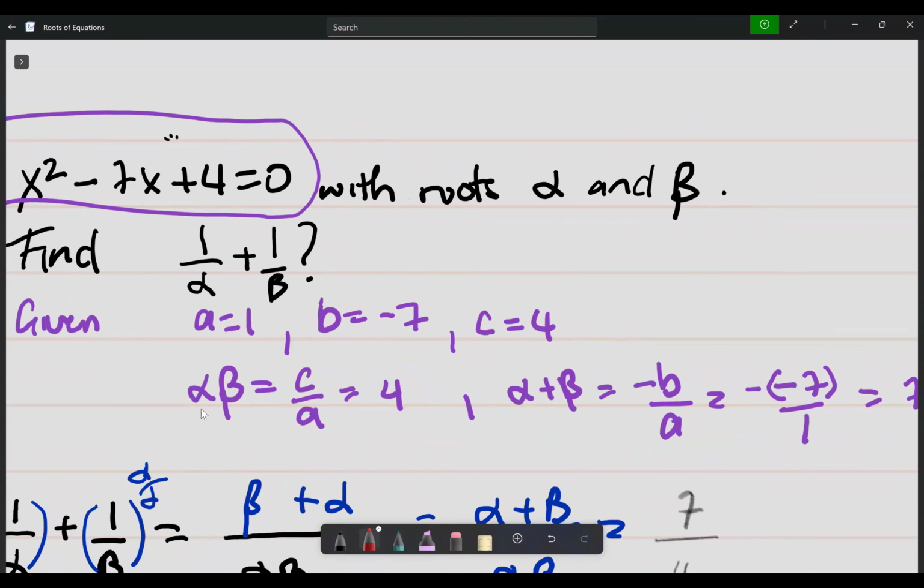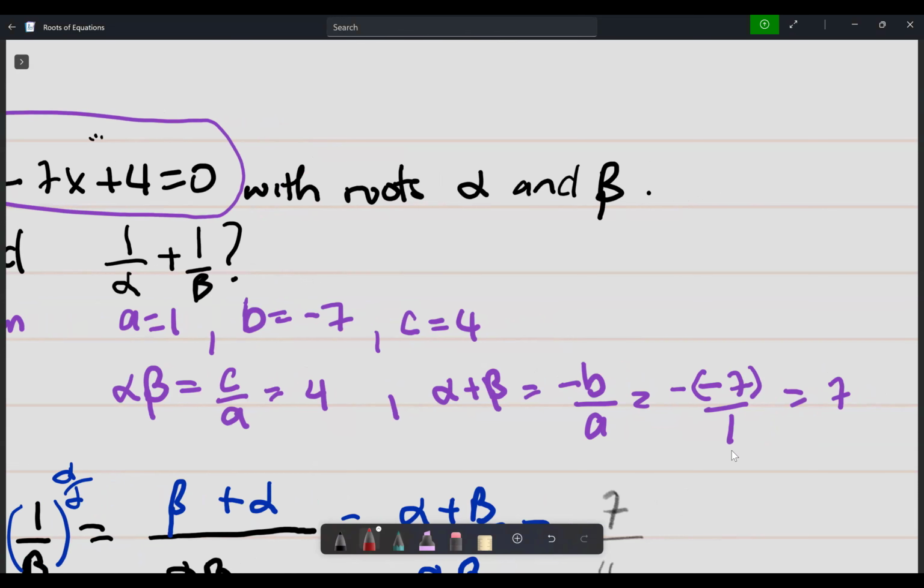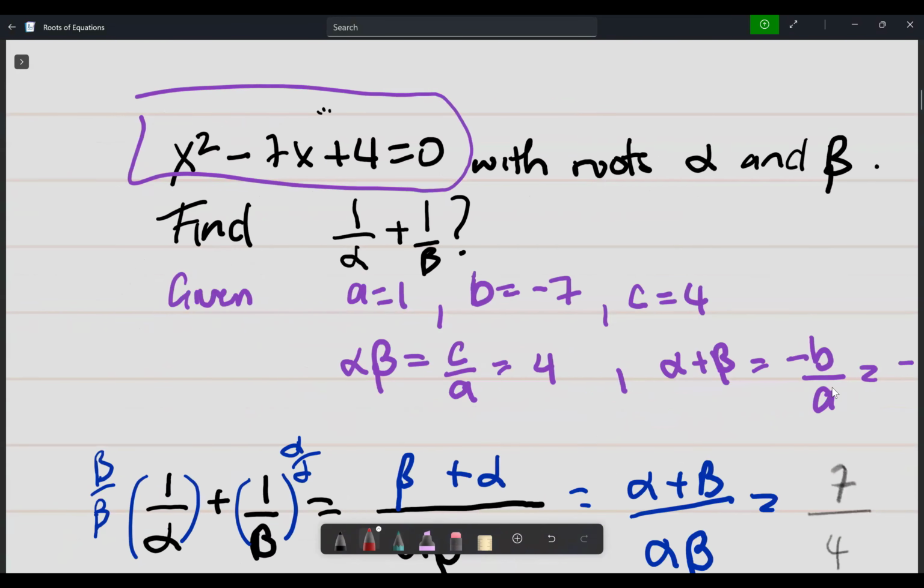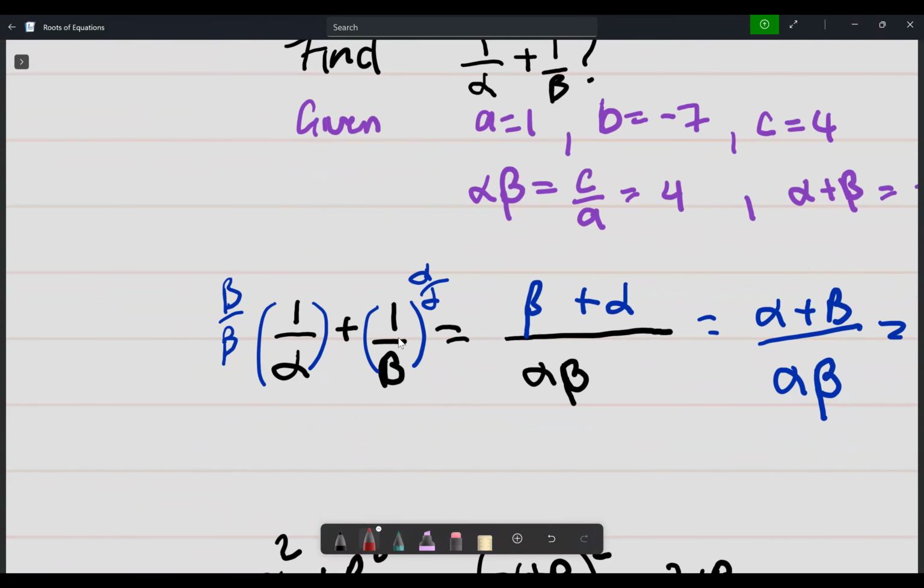Well, you know that alpha times beta is c over a, which is just 4, because 4 over 1 is just 4. When you add them together, alpha plus beta, you're going to get negative b over a, which is the negative of negative 7 over 1, which is 7, right? Now it's time to answer the actual question they asked, which is 1 over alpha plus 1 over beta, right?